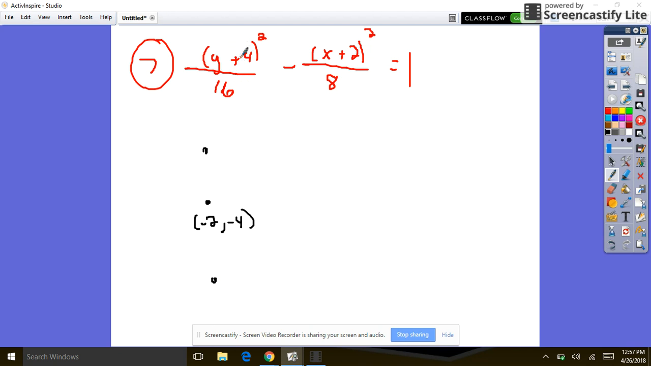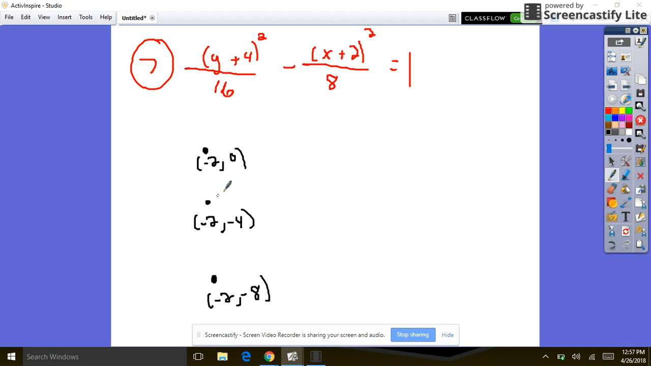What's under my y, right? So I'm going to go up and down 4. So this is going to be negative 2, comma, negative 4 plus 4, which is just 0. And then this one's going to be negative 2, negative 8. 4, because the square root is 16.